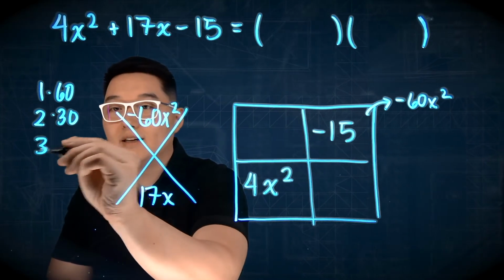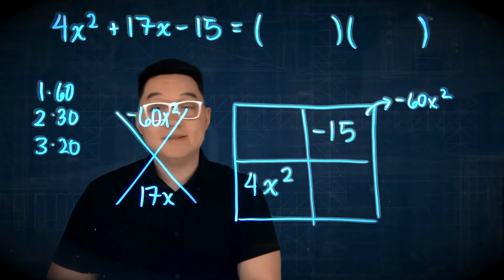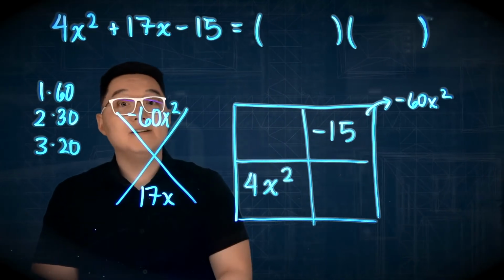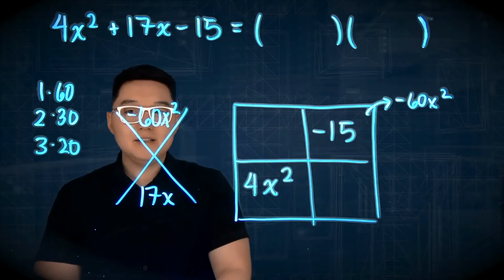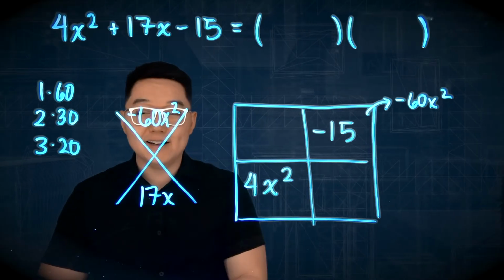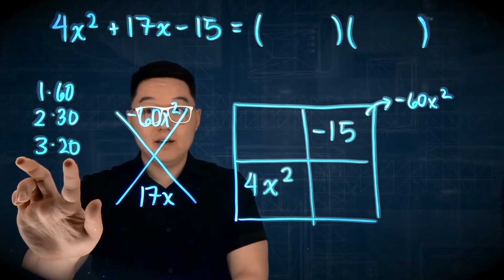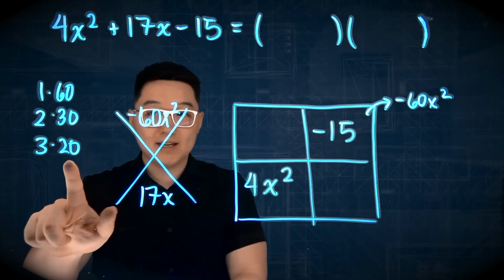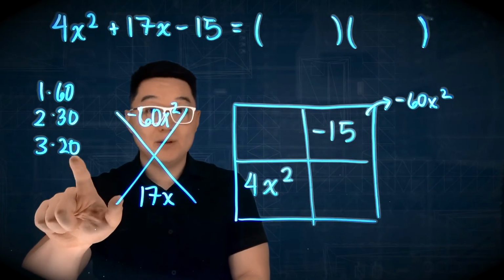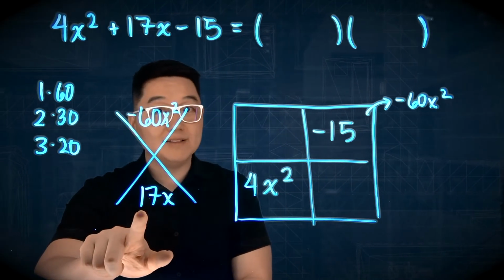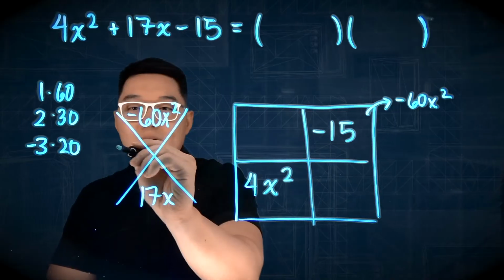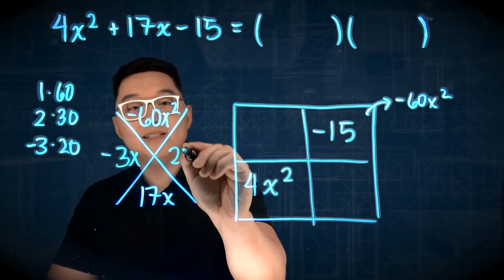So let's try 3. 3 times 20 also gives us 60. Again, one of these two has to be negative because we want a product of negative 60x squared. So let's see if we can somehow make them combine to be 17. Now in this case, it can. Well, which one has to be negative though? If it was 3 times negative 20, it does multiply to be negative 60, but 3 combined with negative 20 gives us not positive 17, but negative 17. So the negative should be on the 3. That way we have negative 3x and a positive 20x.